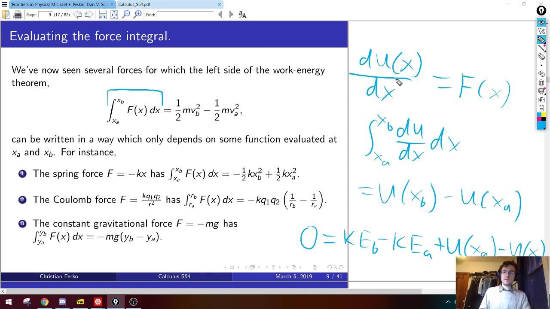So if you could find a function which is an antiderivative of the force, you could write the work energy theorem in this new way. But now you're looking at this and you probably say, okay, this isn't very satisfying, because the first two terms are kinetic energy at B minus kinetic energy at A, but then the last two terms are U at A minus U at B. The order is switched. You might say, I would like this to be two different quantities that are evaluated at B minus evaluated at A. I want it to be B minus A, B minus A.